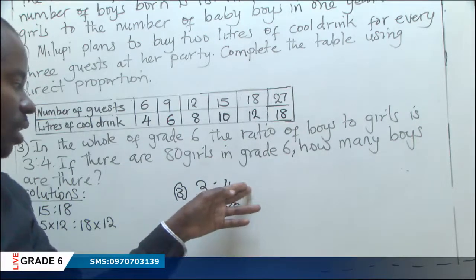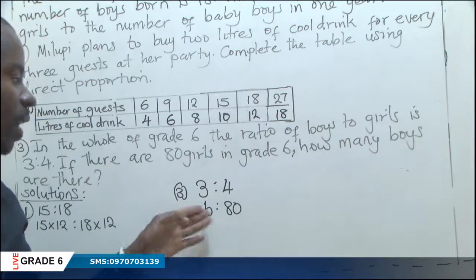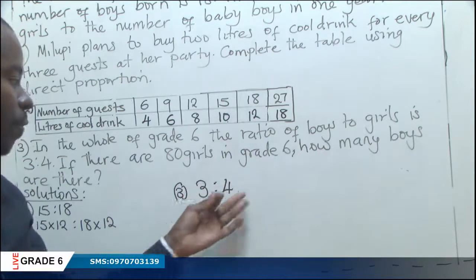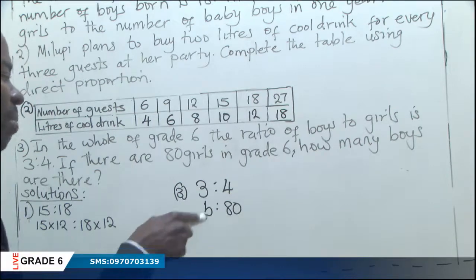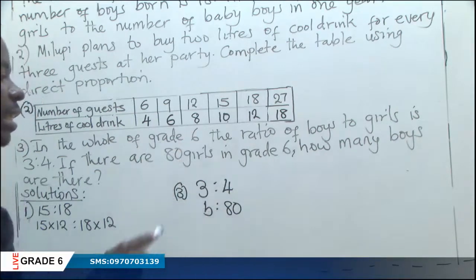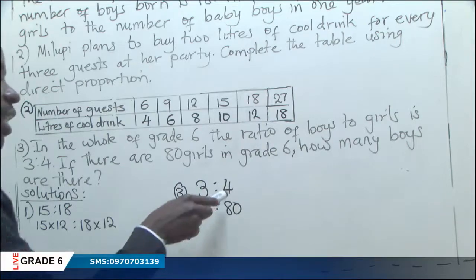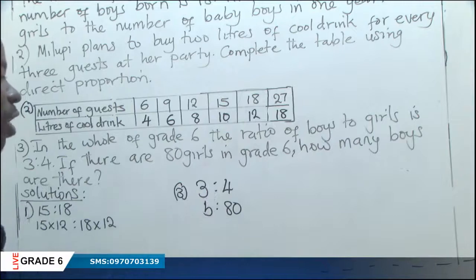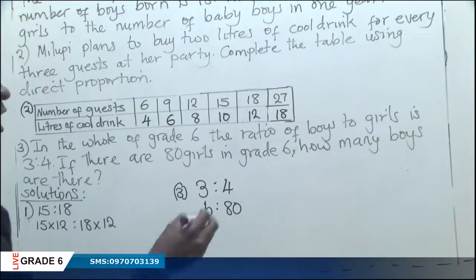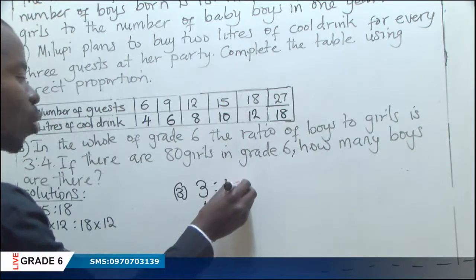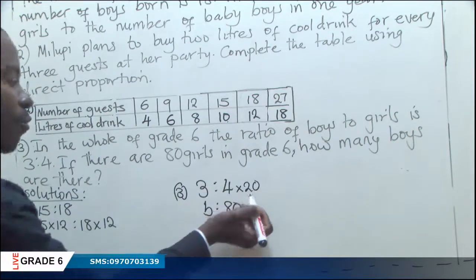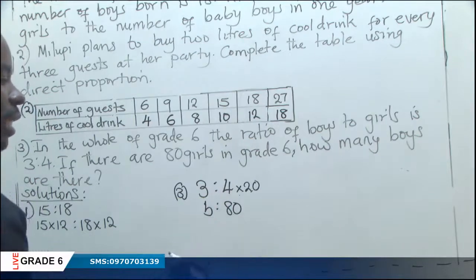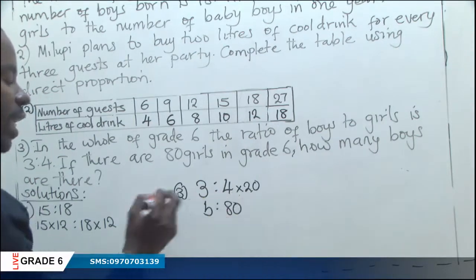4 is for the girls and 3 is for the boys. Then 8 is for the girls and 4 is for the girls as well. So for them to get the answer 80, what did they multiply 4 with? They multiplied by 20. Okay? Because if you multiply 20 times 4, you get 80.